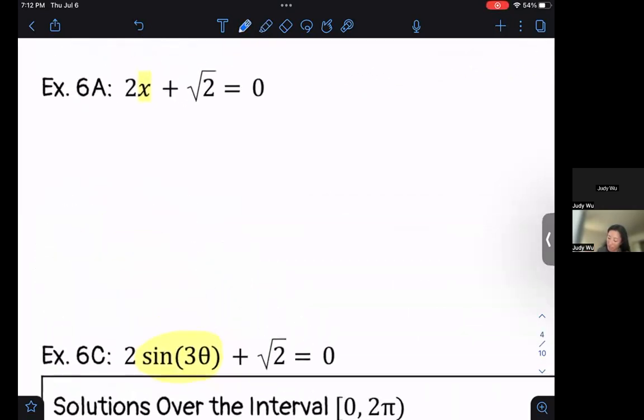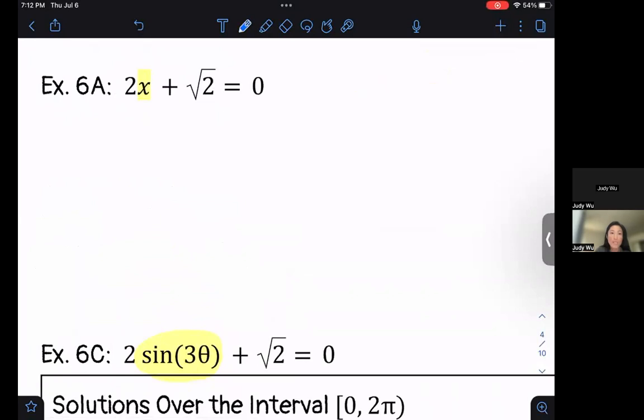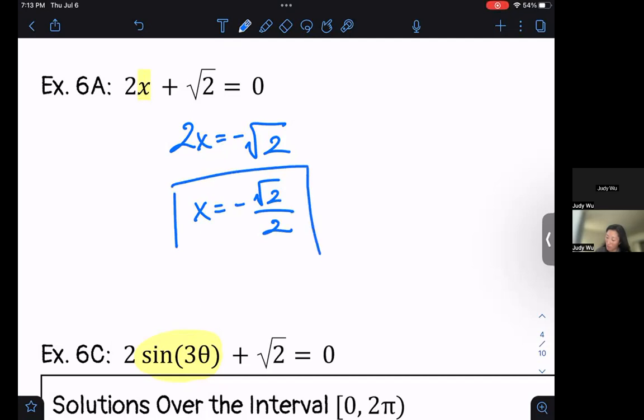All right, so let's get started with 6a. I want to solve for x. First thing I'm going to do is subtract root 2 from both sides. So I'll get 2x equals negative root 2. Next step, I'm going to divide both sides by 2. So I'll get x equals negative root 2 over 2. Now, I'm only looking for x. That is the thing that was highlighted in yellow. So this is the end of the road, and that is the answer to this question.